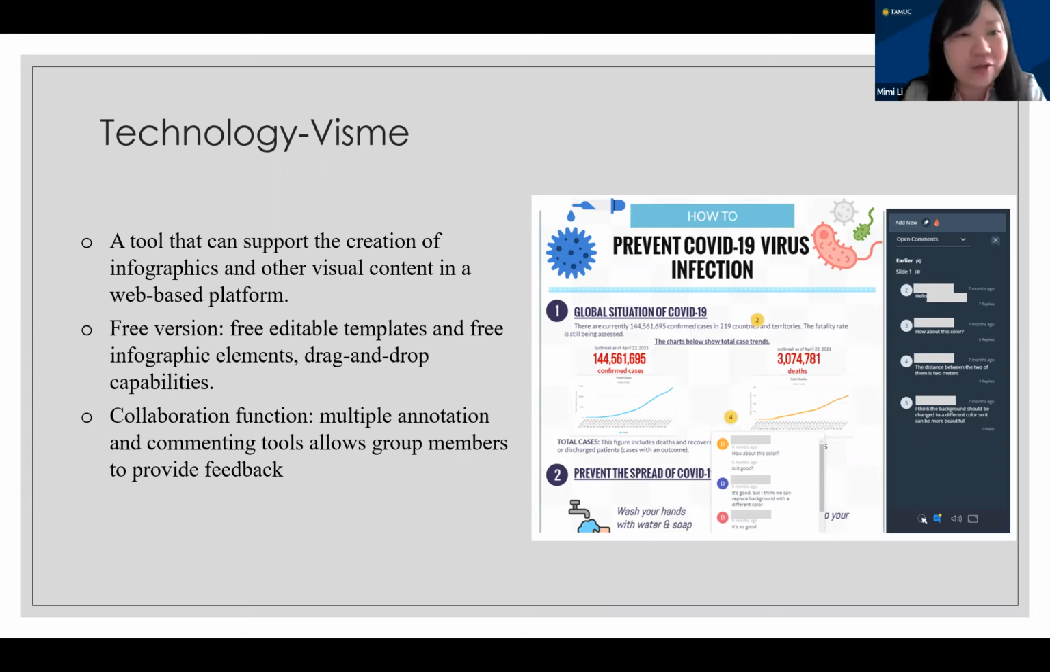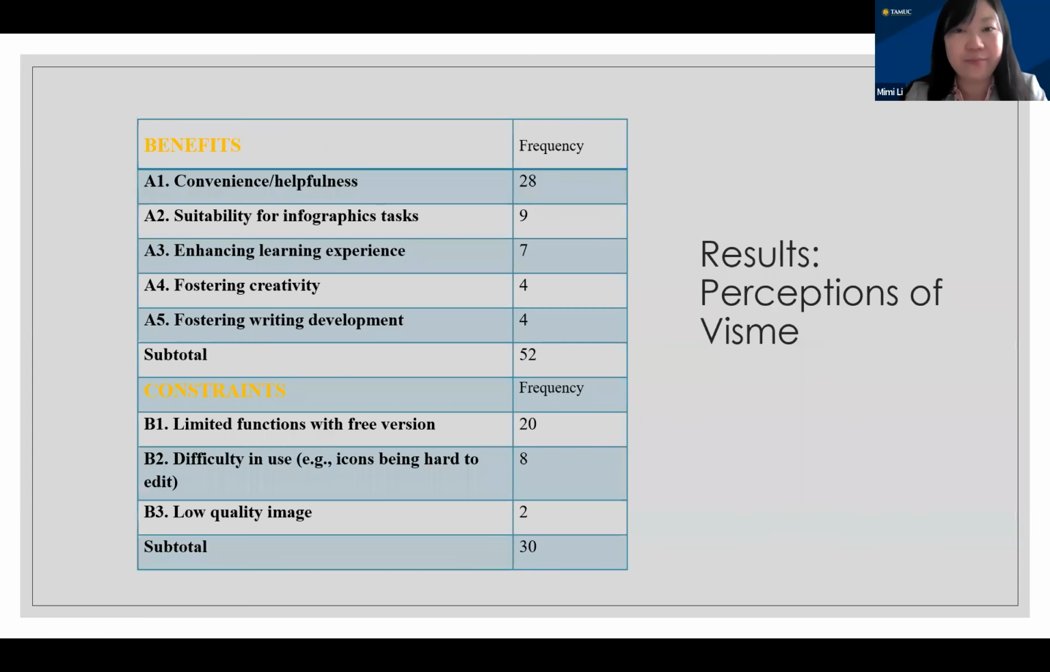So for example, students can use free editable templates and free infographic elements, and they also have drag and drop capabilities. Then what attracts us most is the collaboration function. As you can tell, the students definitely collaborated throughout the process because they commented on others' feedback, commented on others' texts, provided feedback, and they also annotated. And as you can tell, the students were actually engaged in this discussion during the DMC process.